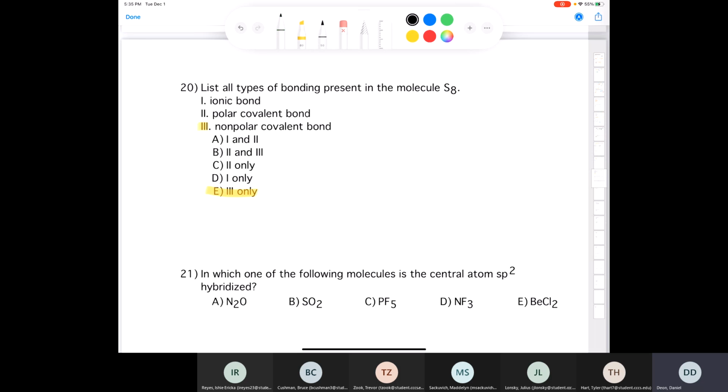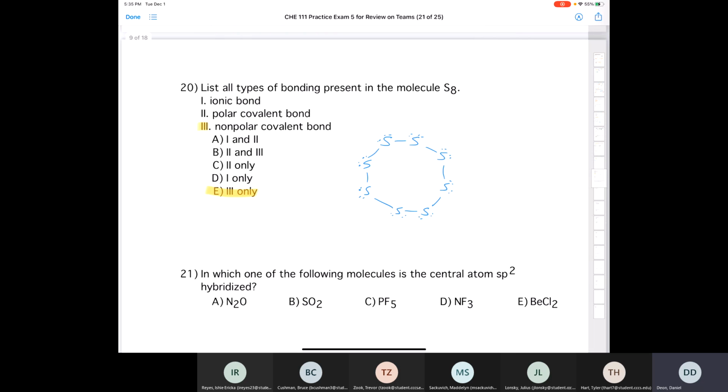Now, if you were able to come up with a Lewis structure for S8, it looks something like this. You draw all the sulfurs at the 8 vertices of a stop sign like this. And sulfur is like oxygen. It always has 2 bonds and 2 lone pairs. So this would be the Lewis structure of S8. But again, you don't even have to come up with that, right? Since all of the atoms are identical, there's no way that you could have any polar or ionic bonding in this molecule.